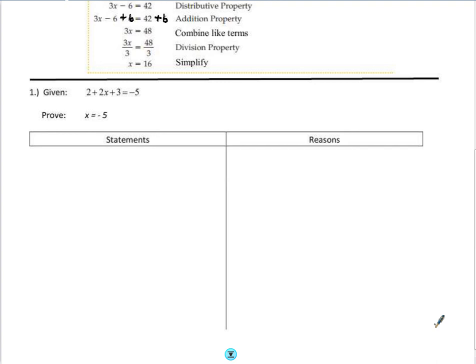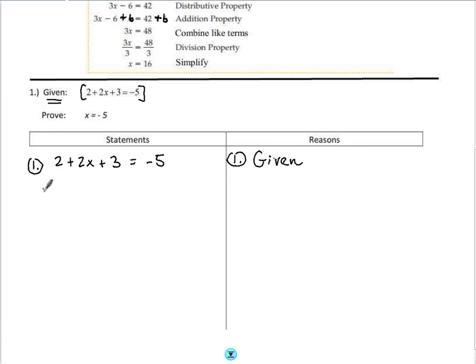Alright, so the first thing we're always going to do in a proof with my statements and my reasons is, number 1, list the given information. So here they give me this equation right here. So I'm going to rewrite this equation in the statement line: 2 plus 2x plus 3 is equal to negative 5. My reason for writing that statement is that it was the given information. We're always starting with the given information first.